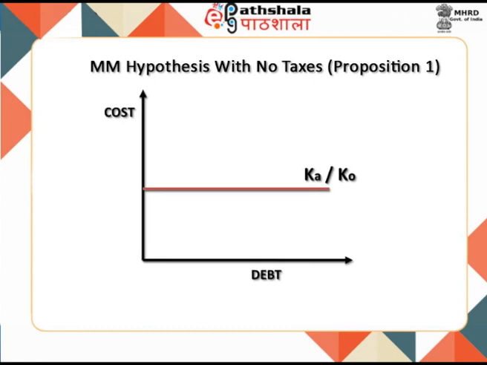The diagram shows the proportion of debt in a firm's capital structure doesn't affect the value of the firm. The overall cost of capital is given by a straight line.